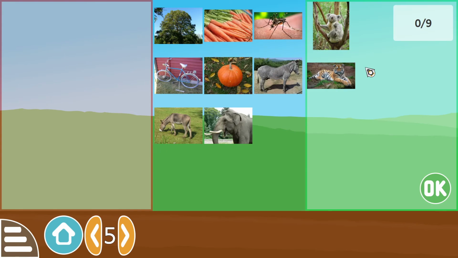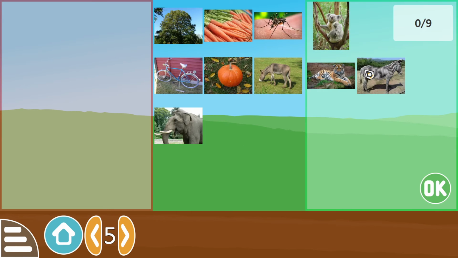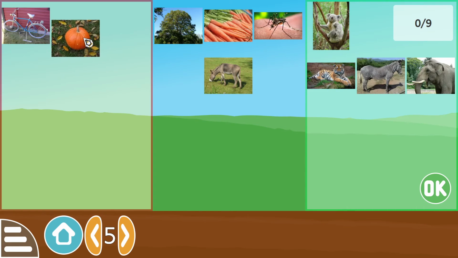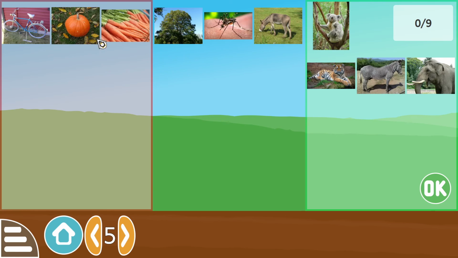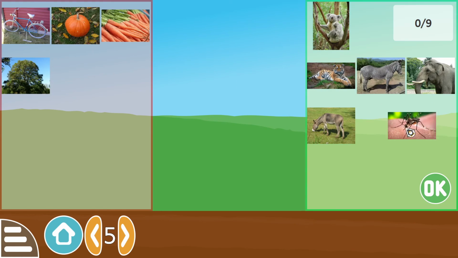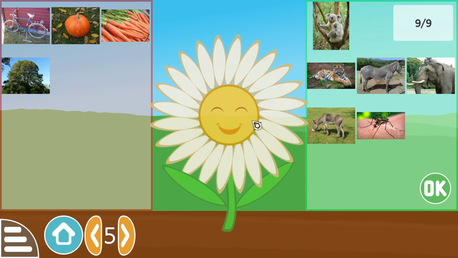So the tiger next to it and zebra. I'll see if I can put the... No, that's right. I was going to try and put the elephant in between the tiger and the zebra, but don't worry about it. So a bike, pumpkin, carrots, tree, donkey, and a mosquito. There's an animal as well.